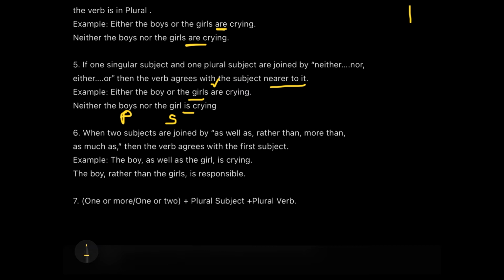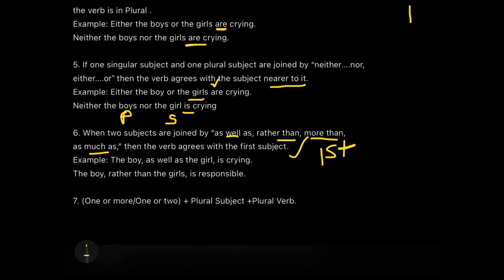This 6th rule says when two subjects are joined by as well as, rather than, more than, as much as, then the verb agrees with the first subject. Now in this case, the verb does not agree with the subject nearest to the verb, rather it goes with the very first subject. In which type of sentences? The sentences which have as well as, rather than, more than, as much as.